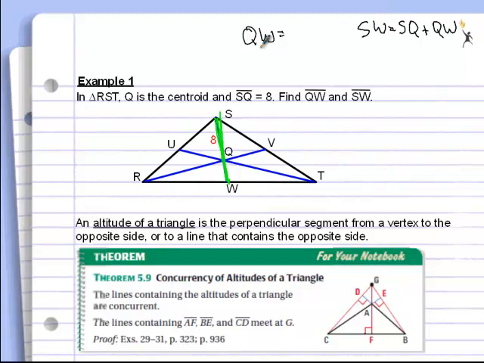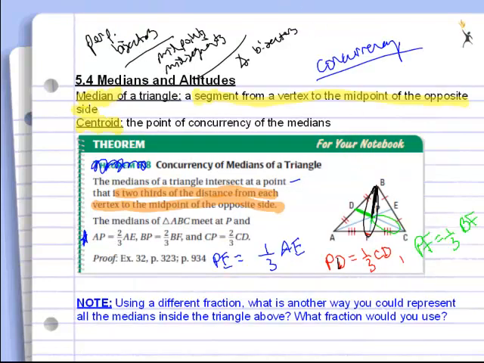But for QW, I need to look back at my theorem. QW is the smaller of the 2. Wouldn't you agree? We can say, because we know that this point is the centroid, we could write that SQ is 2/3 of SW. I can look back at my theorem, and each one of these segments from the vertex to the centroid is 2/3 of the whole, for all 3.